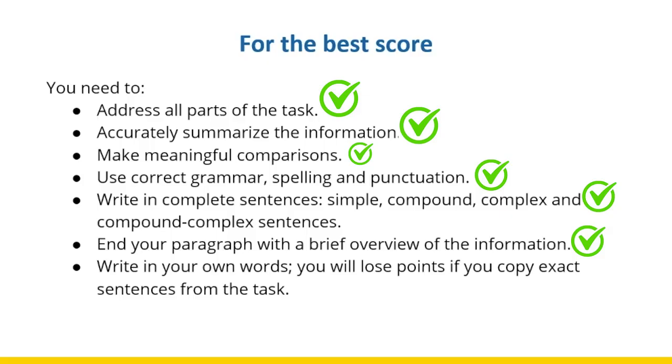And the most important thing to keep in mind is that you need to write in your own words. Do not copy the exact same sentences and words from the task. Try to paraphrase them, and if you feel that you can write them in your own words, then you can write the same idea using different words. So these are important things to keep in mind in order to get the best score. And in the following slides, we'll be learning the different steps of how to write Academic Task 1.